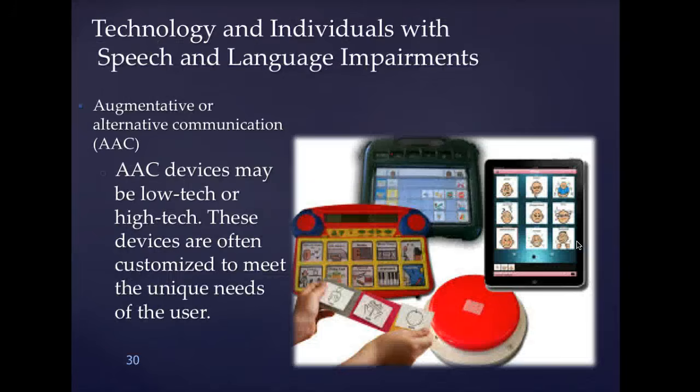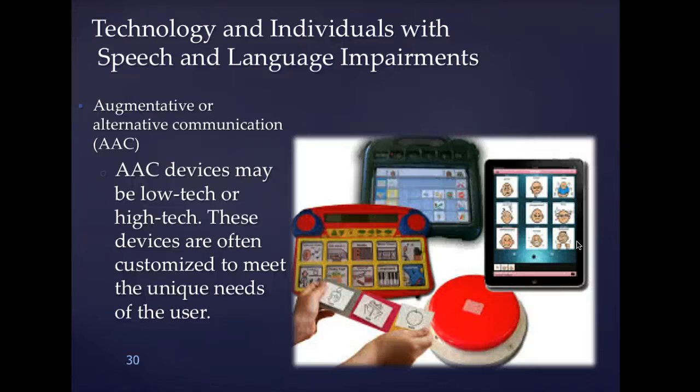This next slide is about technology for individuals with speech and language impairments. We use technology a lot with children who have speech and language impairments, specifically with children who don't have a lot of verbal expression. And we're trying to get them to either speak more or to be able to let us know what they want in a very functional manner. In the picture, you can see a few different types of devices. You see that big red button, and kids might hit that to get something that they want.